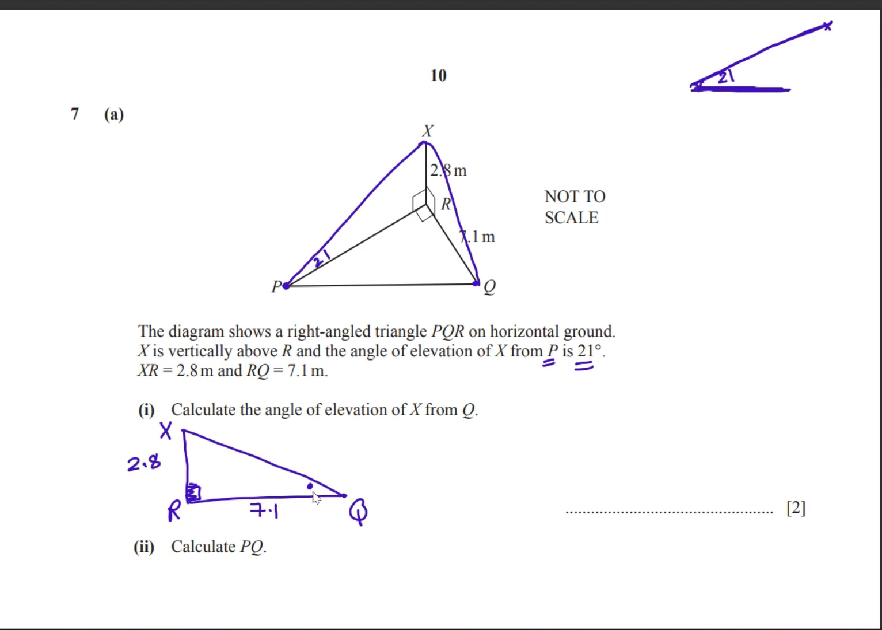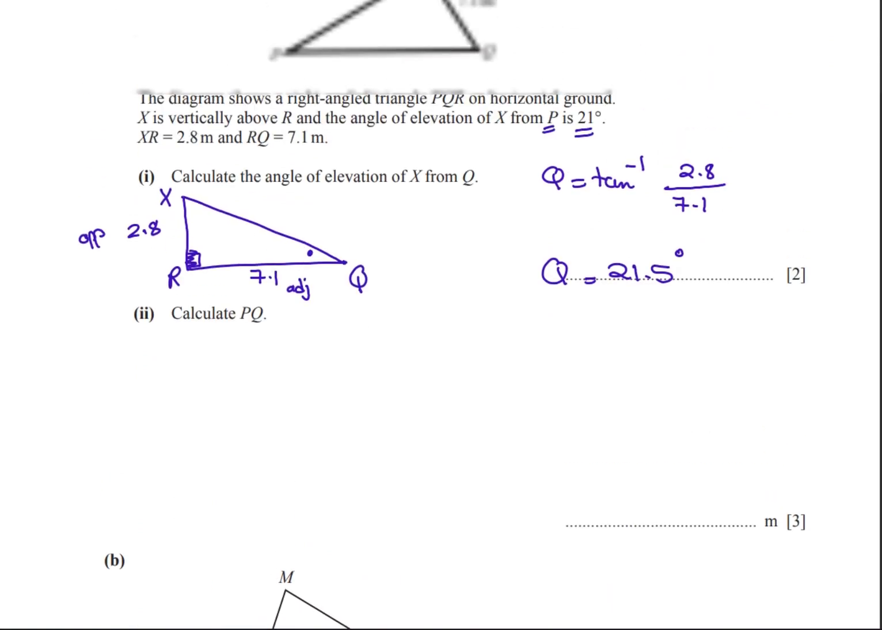It is very clear that this is adjacent and this is opposite. So for sure I'm going to use what? Tan. So also angle Q equal, as we said in the previous question, tan inverse opposite over adjacent. So from here, Q equal 21.5 degree.